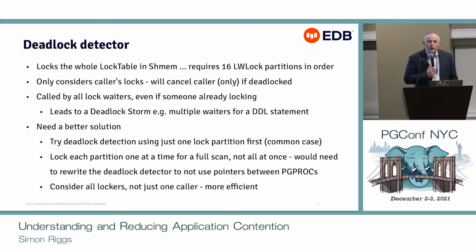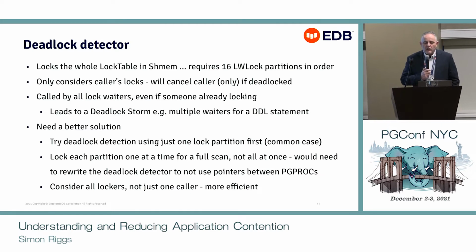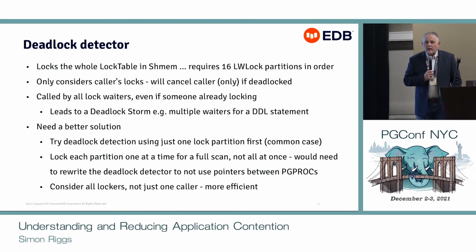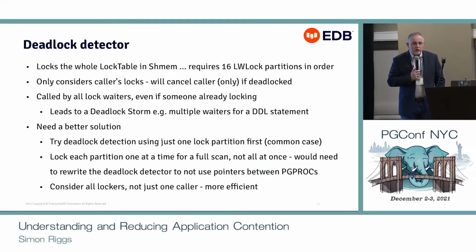The deadlock detector locks the whole lock table in shared memory, which means that it will need to access 16 different lightweight locks in a specific order, and those are the locks that are held when a database does lots of I/O. So the deadlock detection itself can take a significant amount of time just simply to lock the lock table. And then when it's done that, it will probably resolve the deadlock fairly quickly. Now, the worst thing that happens is if you get a deadlock situation where the deadlock detector is called, but there isn't actually a deadlock, because then it takes ages to lock the lock table, and then it does nothing.